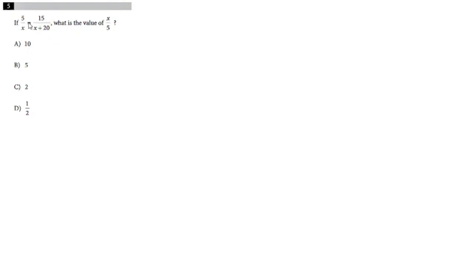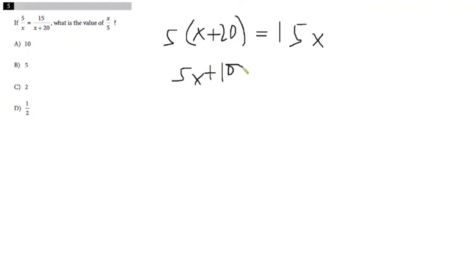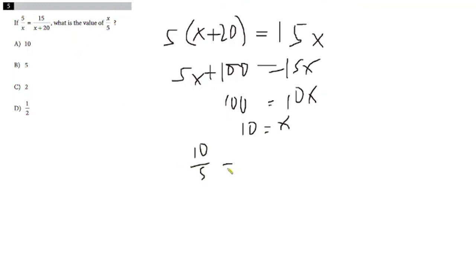Now, there's an algebraic way of doing this pretty easily. We're going to solve again for x. If we cross multiply, we have 5 times x plus 20. Students like to cross multiply often when it's not the best thing to do, but in this case, cross multiplying is good. This is 5x plus 100 equals 15x, and 10x equals 100. x equals 10. Again, you might think the answer was A. This is the trap. But it's asking for x over 5, so you want 10 over 5, which is 2.